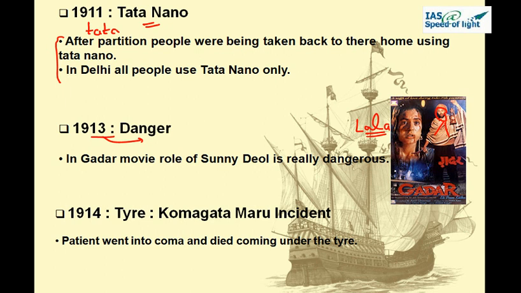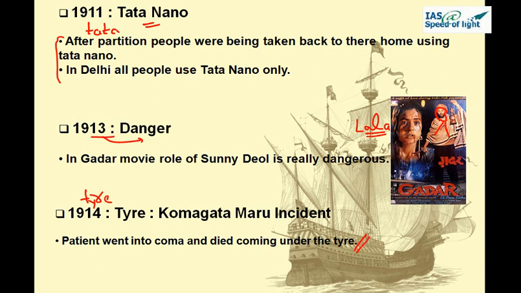Coming to the next year, which is 1914. 14: 1 is T and 4 is R. So it becomes tire. Okay. Tire, we want to relate to the Komagata Maru incident. So the patient went into coma and died coming under a tire.